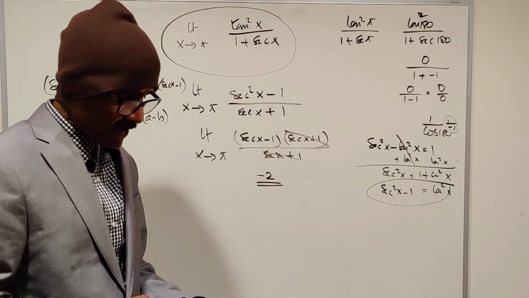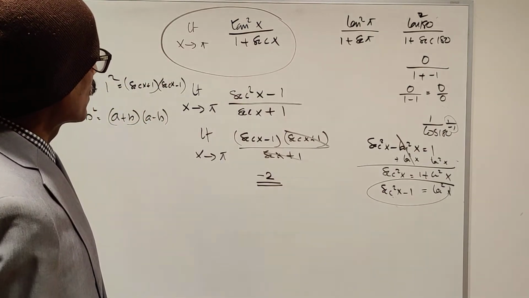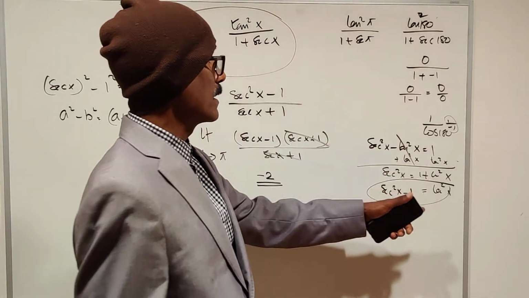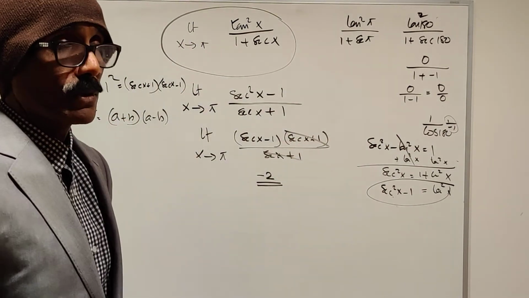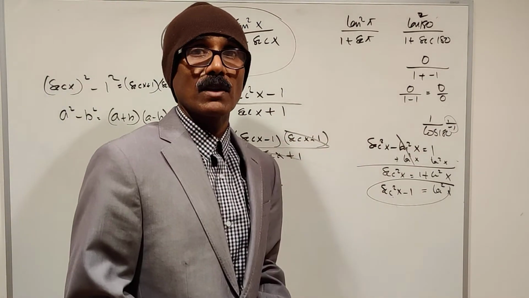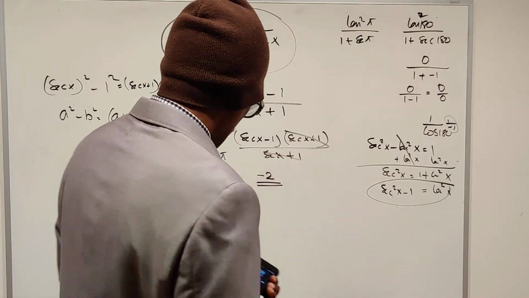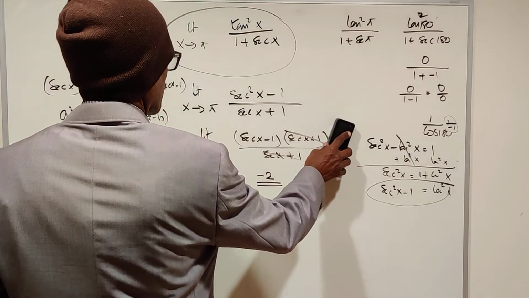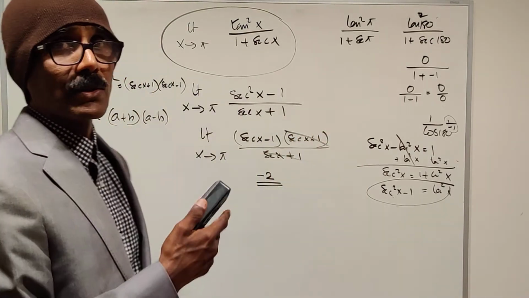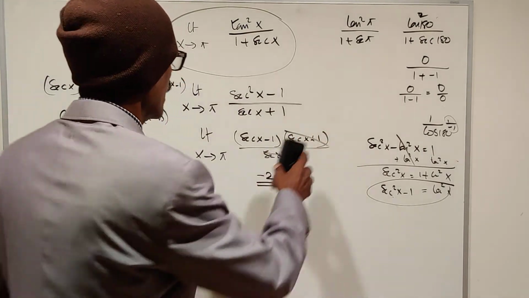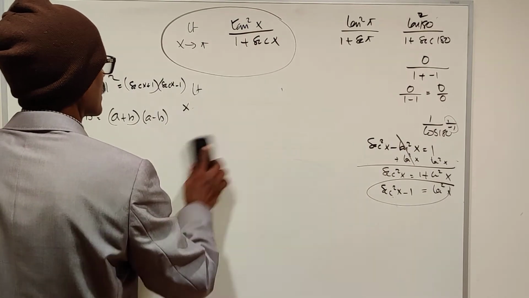You need to know the identities and the values. You need to remember all the trigonometric values. Trigonometric values are important. So next one: I am going to show you another method for finding out the limit.